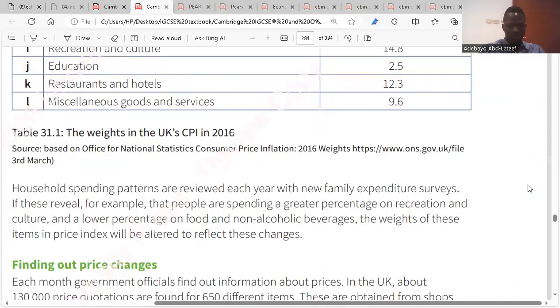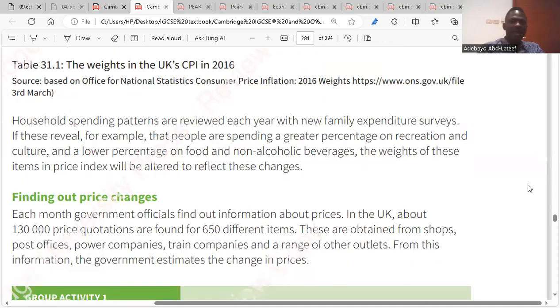Yes. So household spending patterns are reviewed each year with new family expenditure surveys. If this reveals, for example, that people are spending a greater percentage on recreation and culture and a lower percentage on food and non-alcoholic beverages, the weights of these items in the price index will be altered to reflect these changes. So if changes occur with these items of food, then it has to reflect on the weight they are being given. Clear? Yes. Household spending patterns are reviewed each year. Okay, we talked about that.